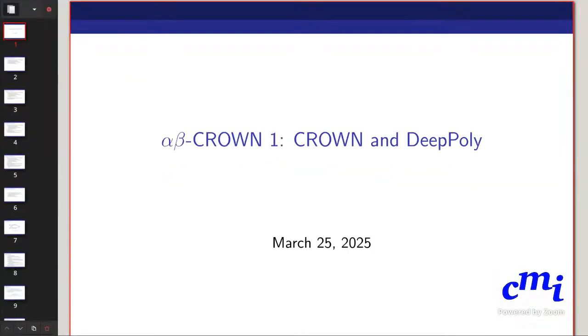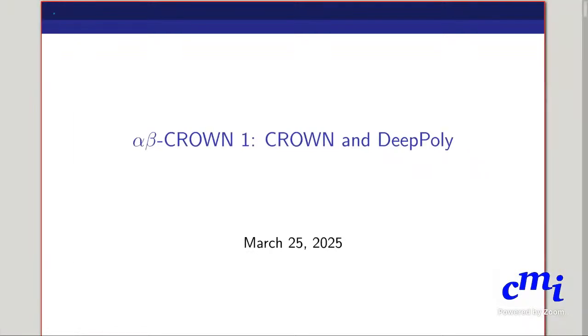But before that, we would need to look at the name, right? This tool is called Alpha Beta Crown, and there are basically three parts to the name: there's some alpha, there's some beta, and there's some crown. The way I'm thinking of going about this is I'll start from the left. I'll talk about a technique that was proposed and named Crown, which was simultaneously and independently discovered by a separate set of authors, and these guys named it Deep Poly.